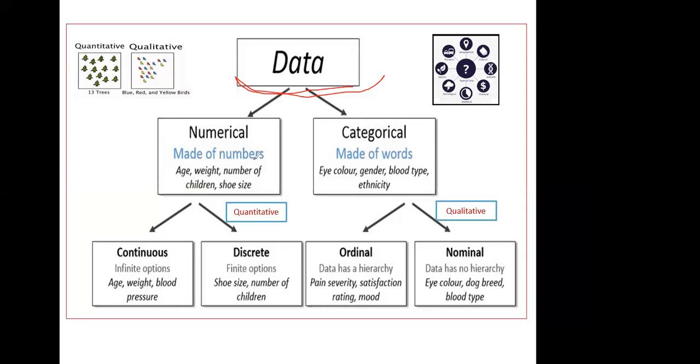Some data we can collect as numbers. For example, based on the questionnaire, we ask for age, or maybe their weight. The data we get as numbers are called numerical data. Some of the data we gather as numbers, they are called numerical data.